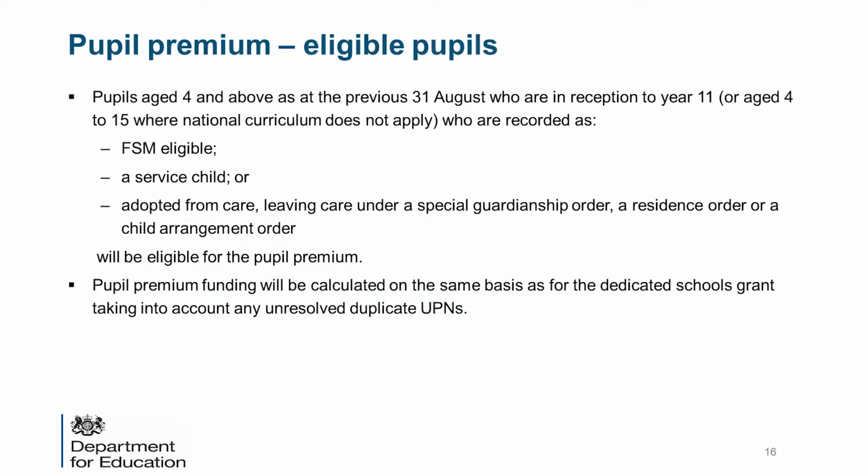Pupils aged 4 and above in reception to Year 11 who are known as FSM eligible, a service child, or adopted from care, leaving care under a special guardianship order, a residence order, or a child arrangement order, will be eligible for pupil premium funding. Pupil premium funding will be calculated on the same basis as those for dedicated schools grant, taking into account any unresolved duplicate UPNs.